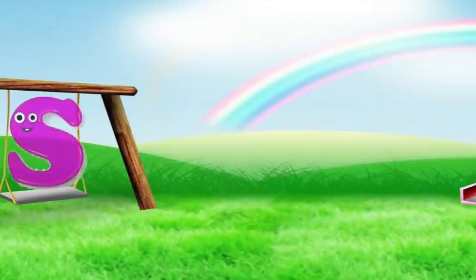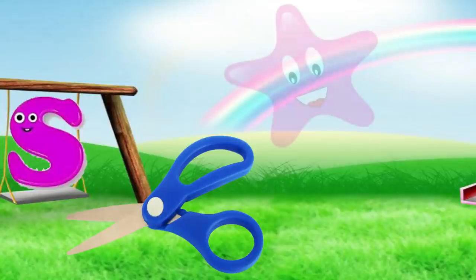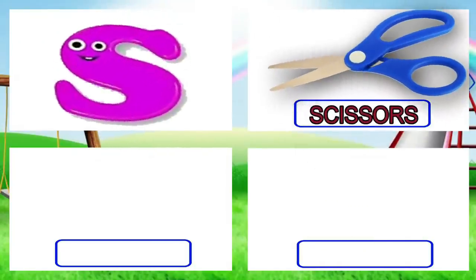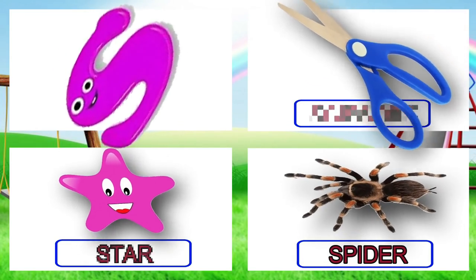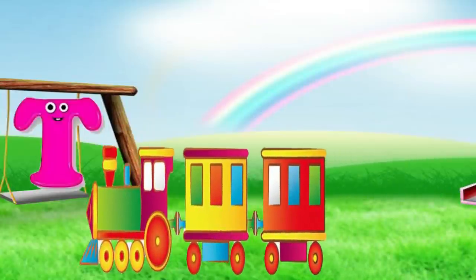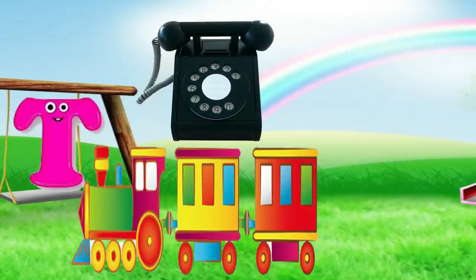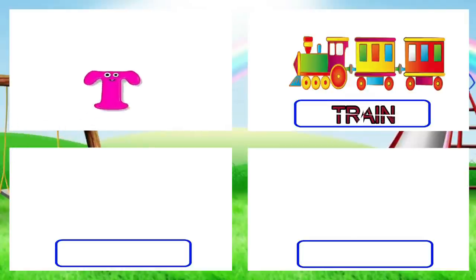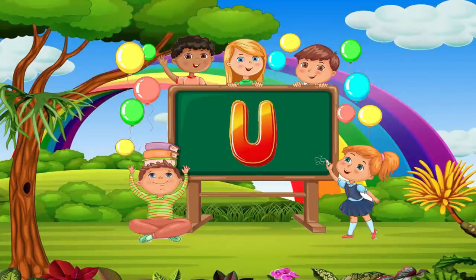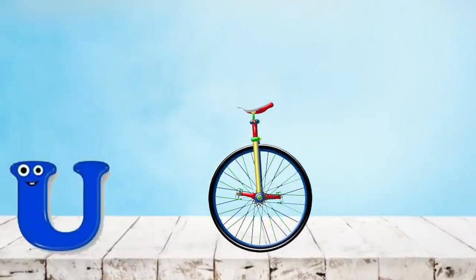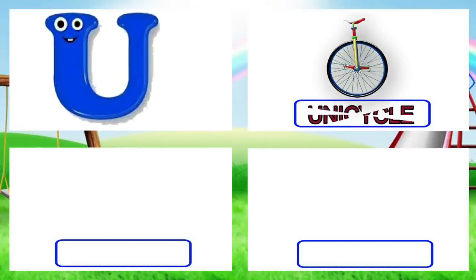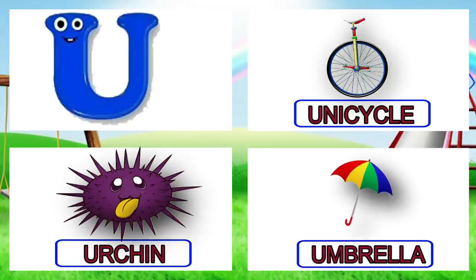S. S for scissors. S for stop. S for spider. S for scissors. S for stop. S for spider. T. T for train. T for telephone. T for turtle. T for train. T for telephone. T for turtle. U. U for unicycle. U for ocean. U for umbrella. U for unicycle. U for ocean. U for umbrella.